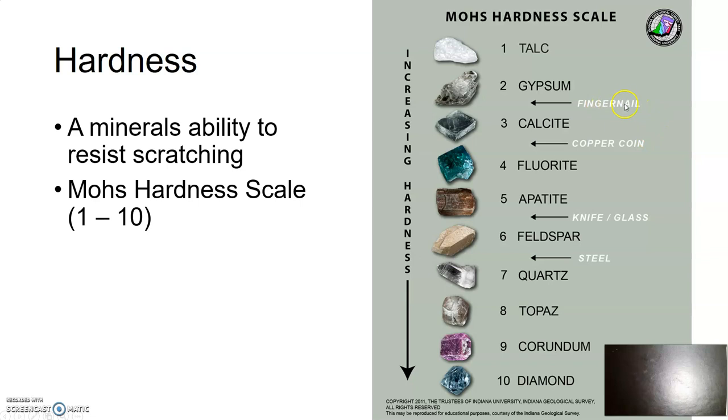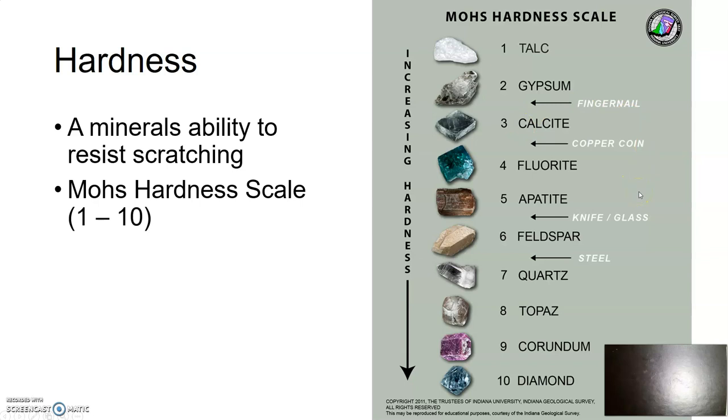We also can use a few different common things to help us figure out the hardness of a mineral. Fingernail has a hardness of about 2.5. A copper coin, like a penny, about 3.5. A knife or glass even has a hardness of about 5.5. Steel has a hardness of around 6.5. So we can use these different things and try to scratch these objects with the minerals to see if it scratches.